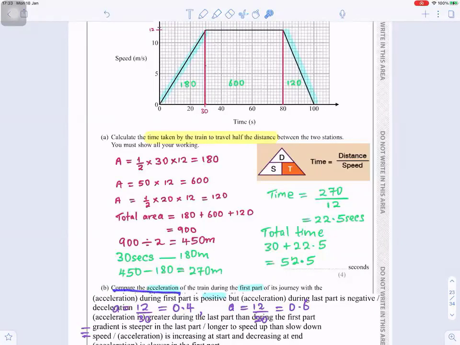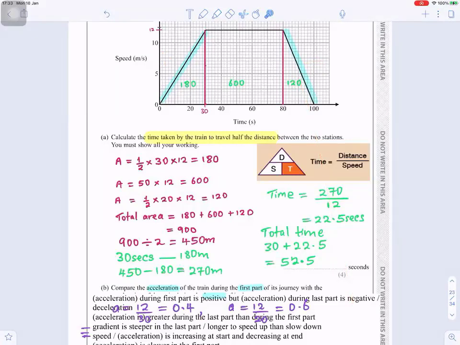Compare the acceleration of the train during the first part of its journey with the acceleration during the last part of the journey. So acceleration during the first part is positive because it's going upwards. If you look at the graph, acceleration during the first part is positive, but acceleration during the last part is negative. It's coming down. That's negative and that's positive.